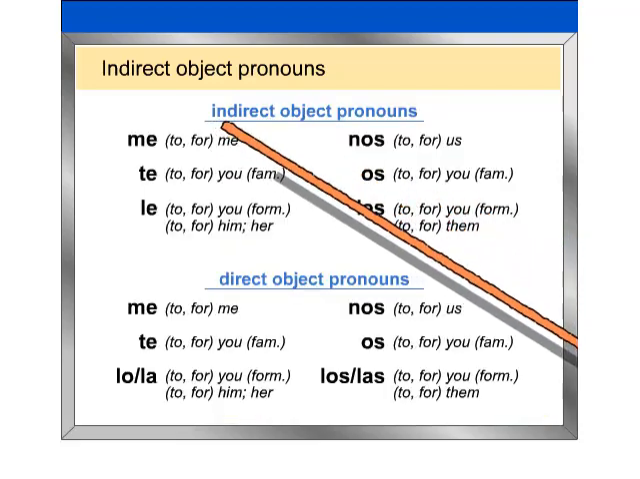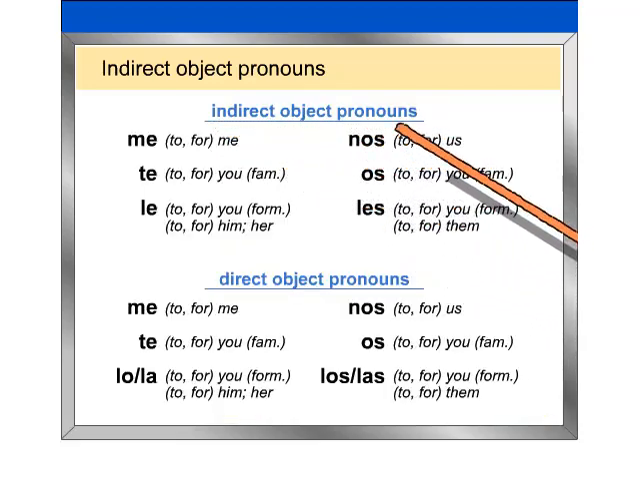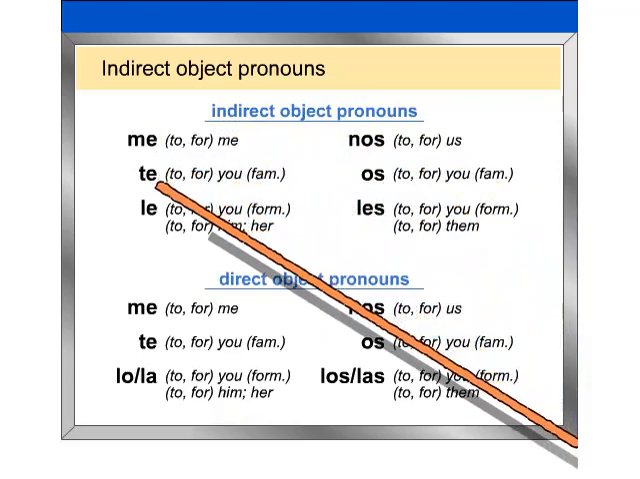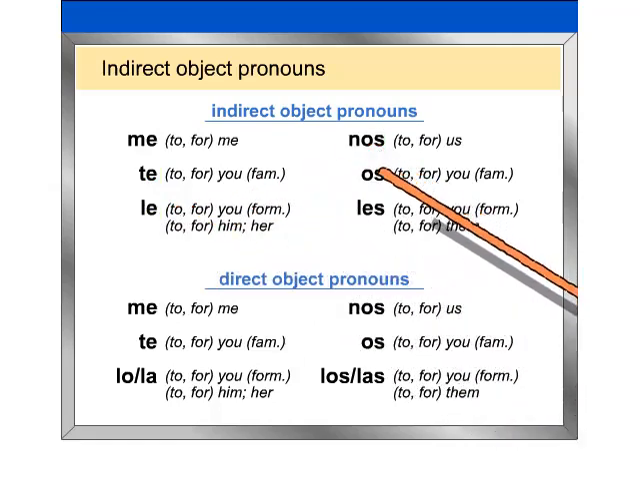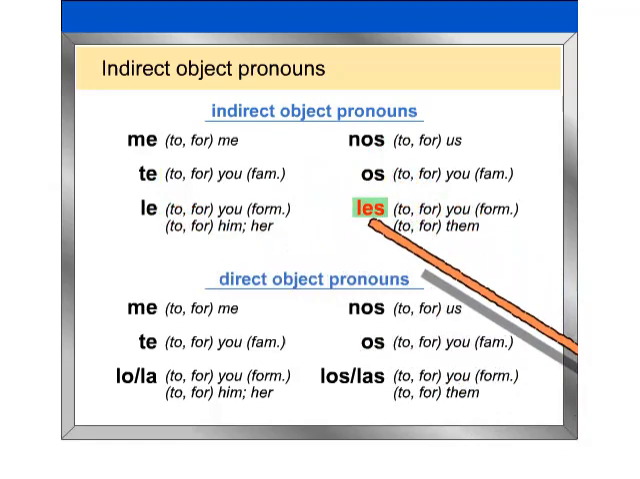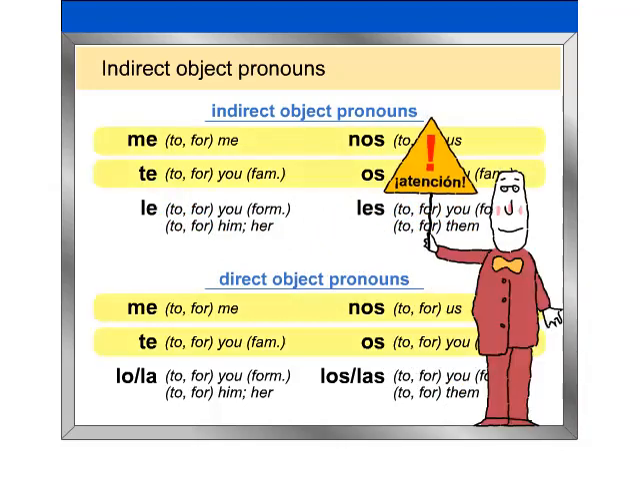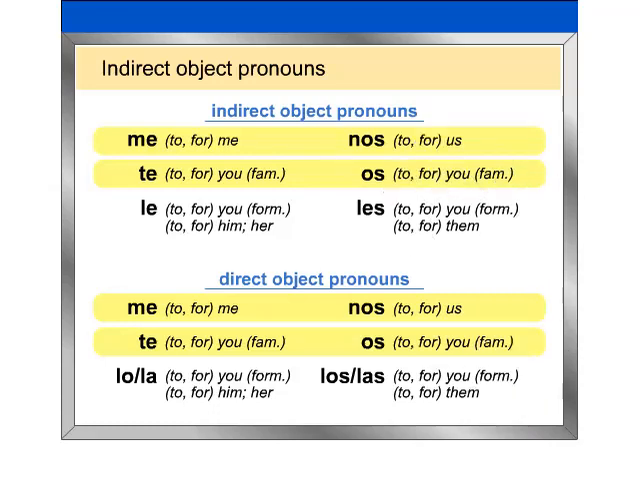Now, repeat the indirect object pronouns after me. Me, te, le, nos, os, les. Atención! The forms of indirect object pronouns for the first and second persons, me, te, nos, os, are the same as the direct object pronouns. Also, indirect object pronouns agree in number with the corresponding nouns, but not in gender.